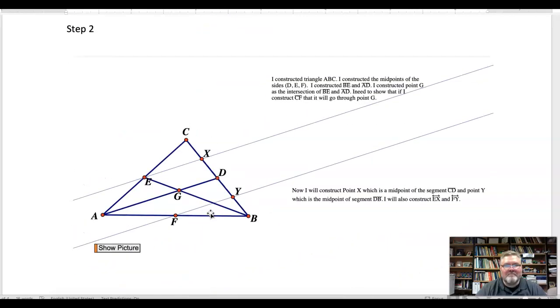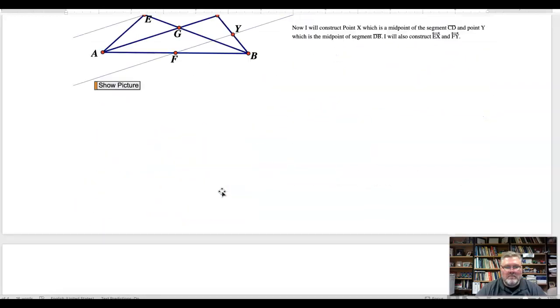Our second step: everything's the same as the first picture except for X and Y. I created the midpoint between C and D and the midpoint between D and B. So that's X and Y. And then I also construct a line EX and a line FY. And you're looking at that and going, those kind of look parallel to AD. Maybe that's what I'm using. I don't know. I hope so.